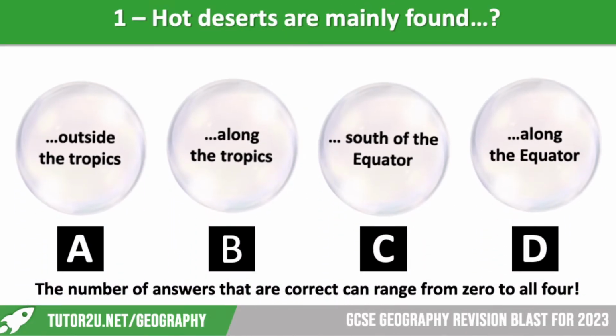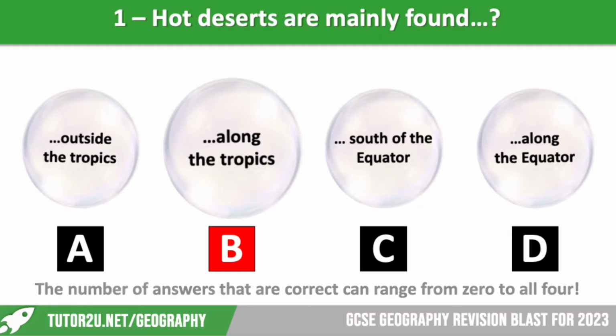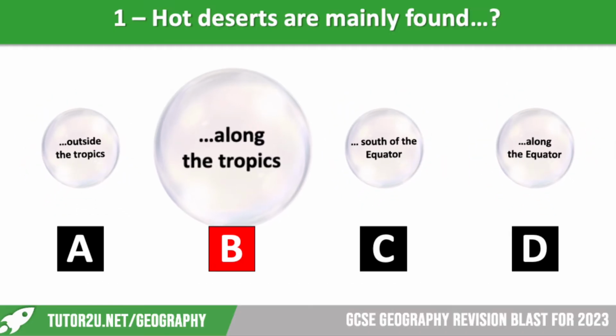Here's our first one. So hot deserts are mainly found A, outside the tropics, B, along the tropics, C, south of the equator, D, along the equator. So remember, the number of answers that are correct can range from 0 to all 4. So you might want a pen and paper at the ready just to note down what you think are the correct answers. I'll give you just a moment before we reveal. Let's have a look. It is along the tropics. Well done.